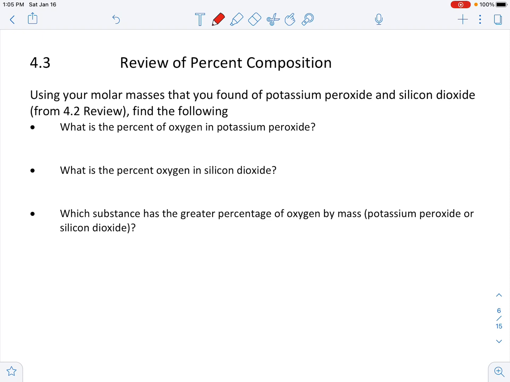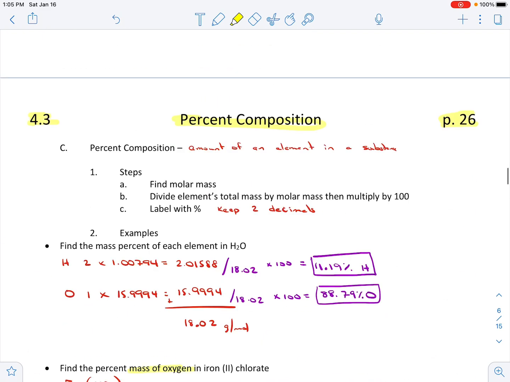So we've already found the molar masses of potassium peroxide and silicon dioxide, so you shouldn't have to work too hard. In each of these you're going to find the percent oxygen in potassium peroxide, and then the percent oxygen in silicon dioxide, and then you're going to answer a question: which substance has the greater percentage of oxygen by mass, potassium peroxide or silicon dioxide? All right, hit pause, solve this, see you down at 4.4.